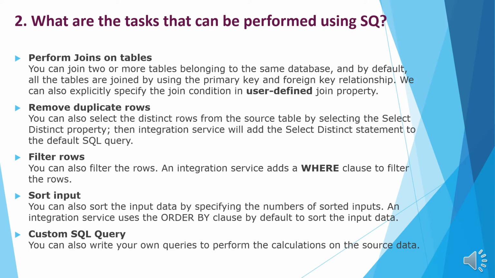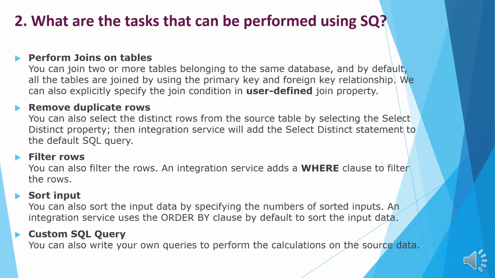The second question is what are the tasks that can be performed using SQ, source qualifier transformation. You can perform the joins on tables. You can also join the tables belonging to the same database, and by default all the tables are joined by using the primary key and foreign key relationship. We can also explicitly specify the join condition in user defined join property.